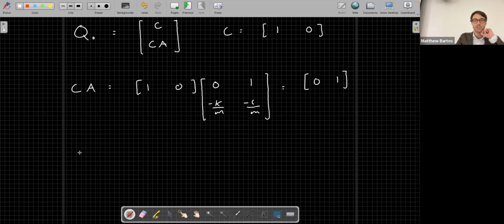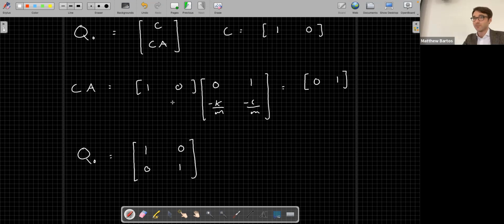Okay, so if we take these and we stack them together, we get that Q_O, our observability matrix, is equal to [1, 0; 0, 1]. And we can tell by looking at it that this is definitely full rank. So our system is observable.